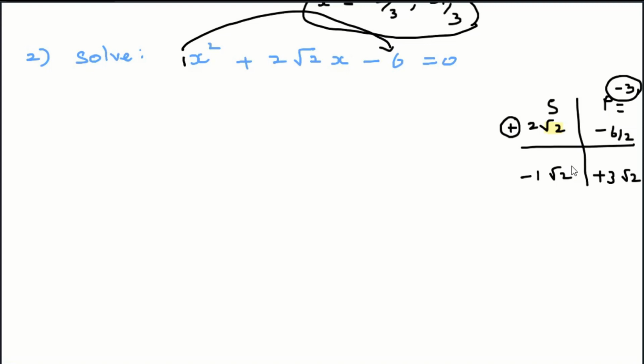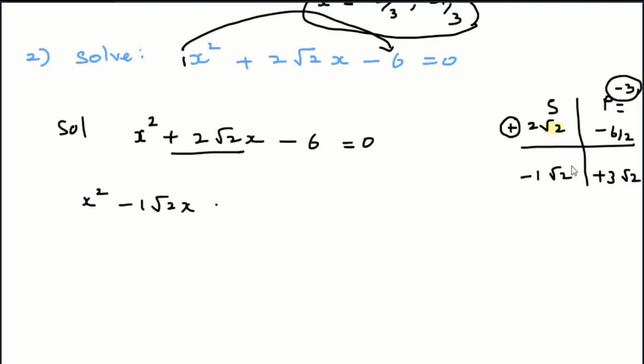So the solution: x square plus 2 root 2x minus 6 equal to 0. So this is x square. This 2 root 2x is split as minus 1 root 2x plus 3 root 2x. 3 minus 1 is 2. I have got minus 6 equal to 0. Now combine and get the answer done.